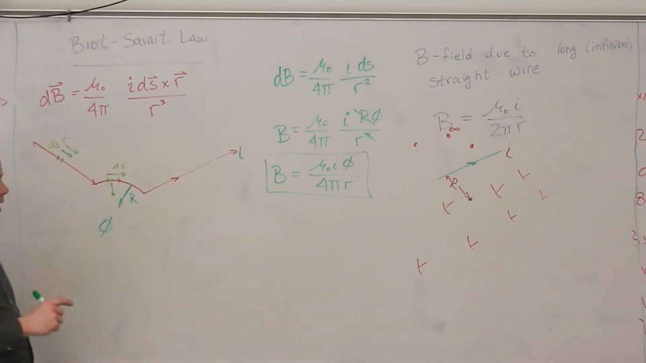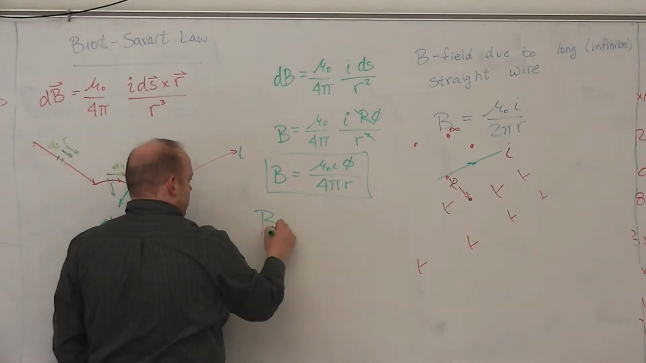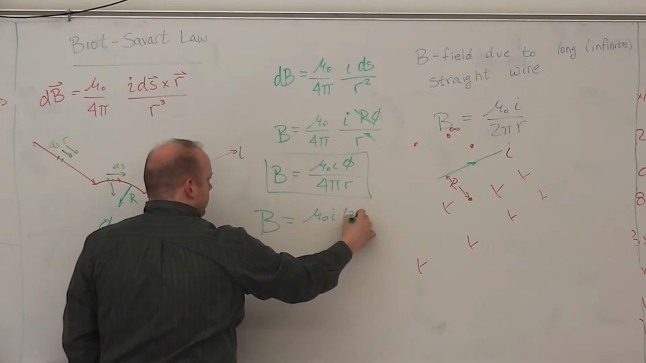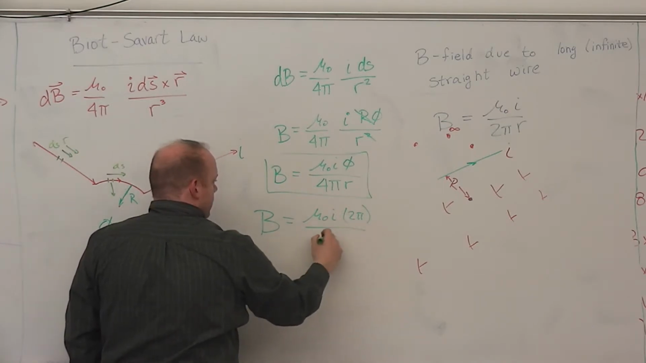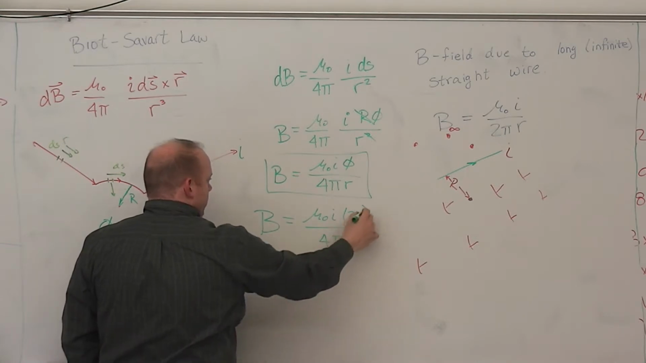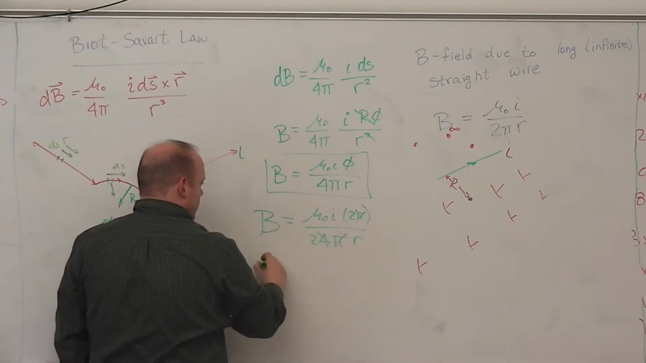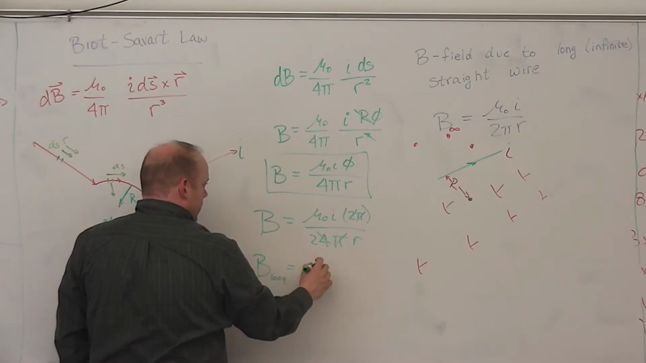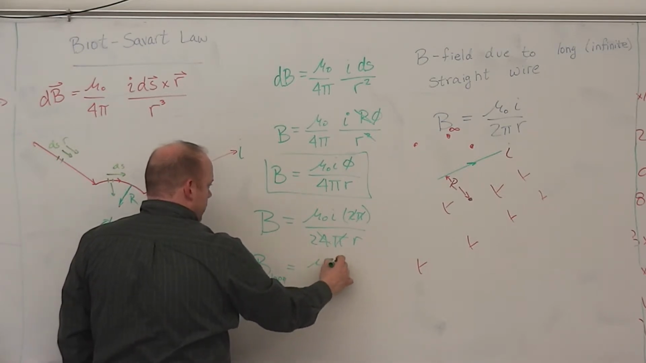Now, let's say you had the magnetic field for a whole circle. That would be mu naught I, the angle would be 2 pi, over 4 pi r. Pi's cancel. 2 cancels out here to 2. Magnetic field for a loop would equal mu naught I.